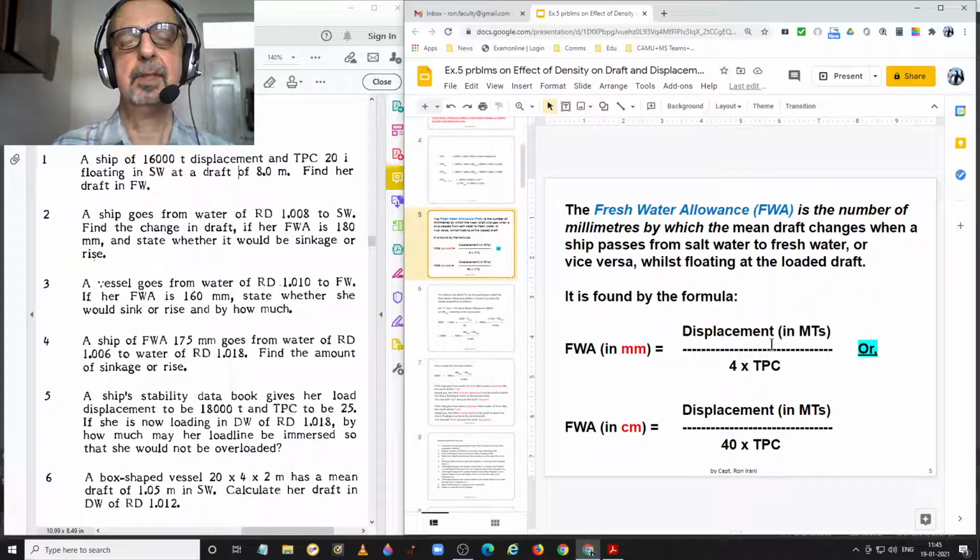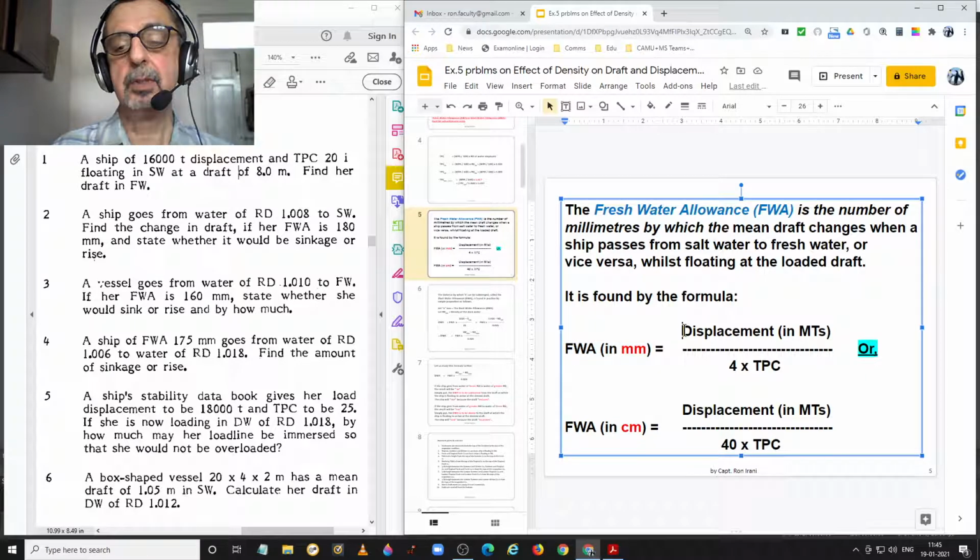Freshwater allowance. Freshwater allowance is the number of millimeters by which the mean draft changes when a ship passes from salt water to fresh water or vice versa when floating at the loaded draft. It is found by the formula, in millimeters, freshwater allowance is equal to displacement in metric tons divided by 4 times the TPC, or in centimeters, freshwater allowance is equal to displacement in metric tons divided by 40 times TPC.